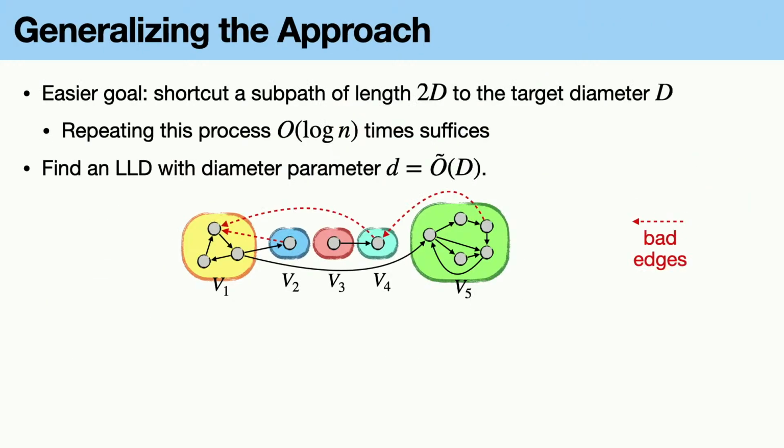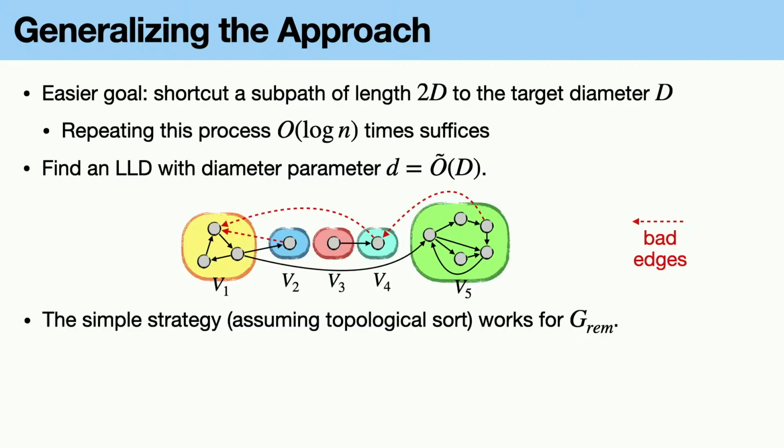Now let's go back to our original problem of generalizing this approach. It turns out you don't need to worry about shortcutting long paths down to diameter d. We only need to worry about shortcutting a path of length 2d down to d. Then you could just reason about cutting your long path into subpaths of length 2d and keep halving the length of your full path by doing this. So what we're going to do is find a low diameter decomposition where the diameter we're using is something like d, the target diameter of the shortcutting algorithm.